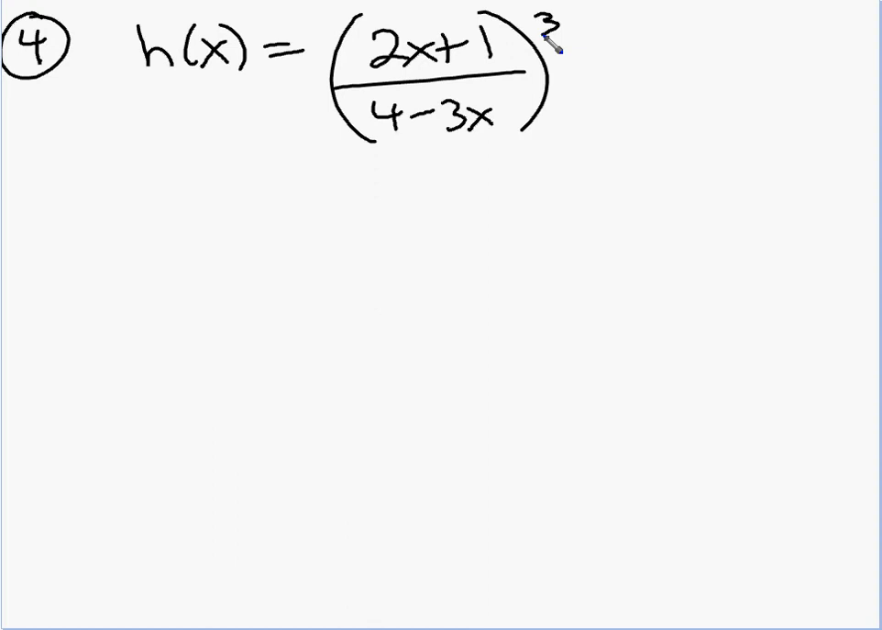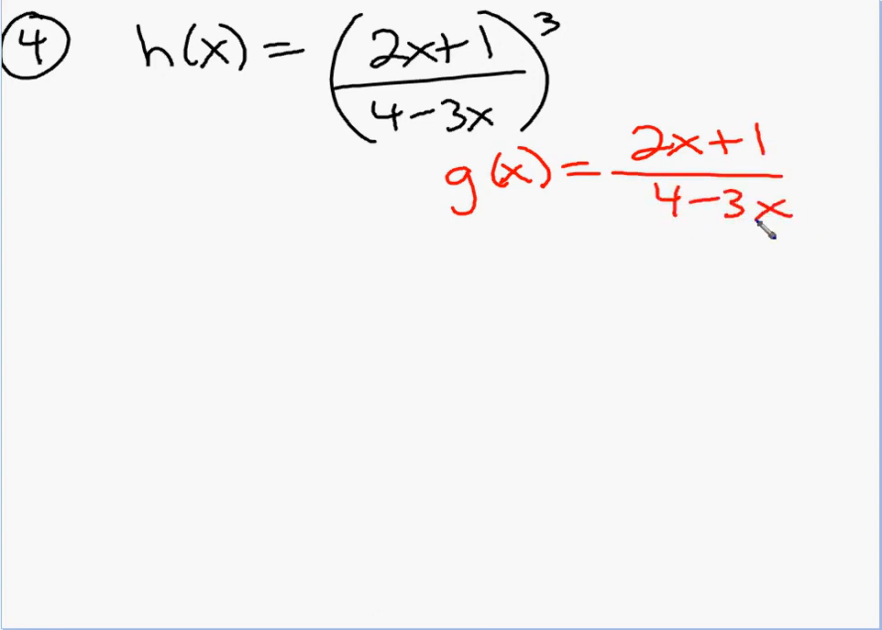Well, right off the bat, you should notice a couple things. I do have an inner function, but that inner function is a quotient, right? So you got to keep that in the back of your mind. We're going to have to use that in a minute. So my inner function, g of x, is what? 2x plus 1 over 4 minus 3x, that ugly thing right there. And then my outer function, f of x, is x cubed.